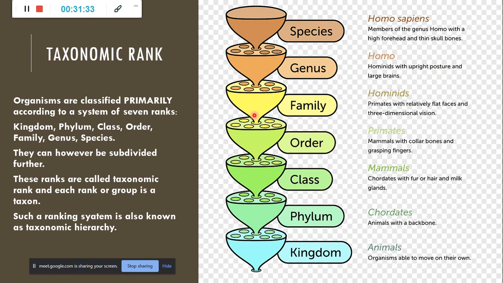Like on the top there is a principal, below the principal there is a vice principal, below the vice principal there is a dean, below the dean is the head of the department, below the head of the department are the teachers, below the teachers are the students. This is known as a hierarchy. So this is a taxonomic hierarchy. On the top kingdom, under the kingdom is phylum, under that is class, under that is order, under that is family, under that is genus, and under that is species.